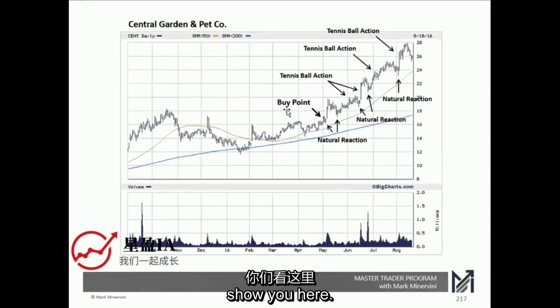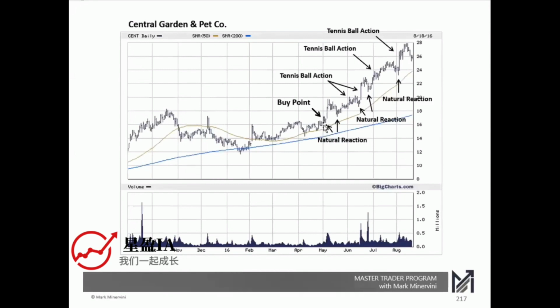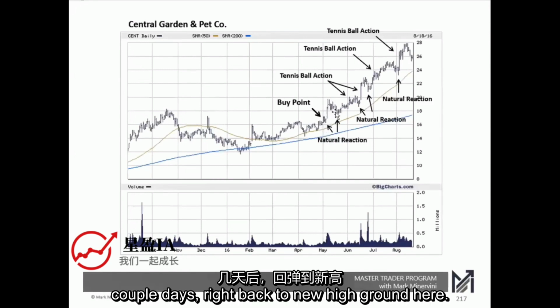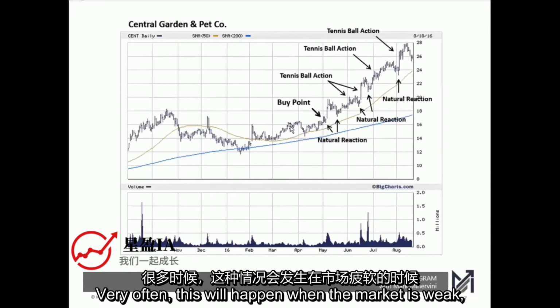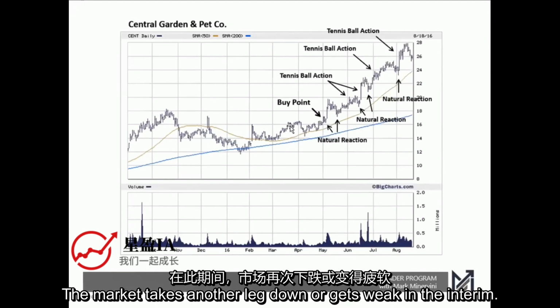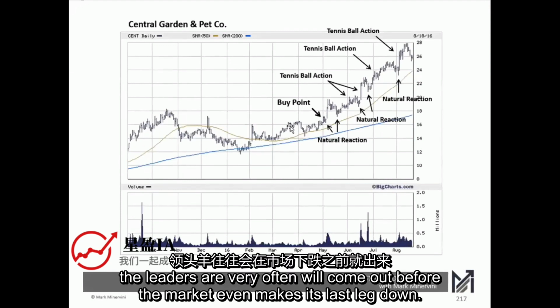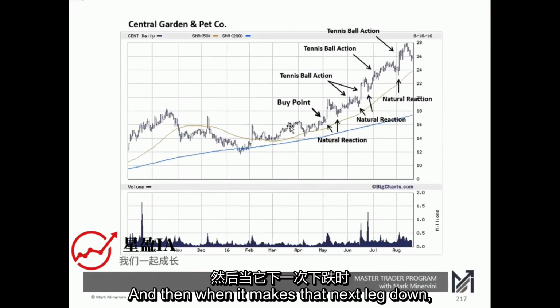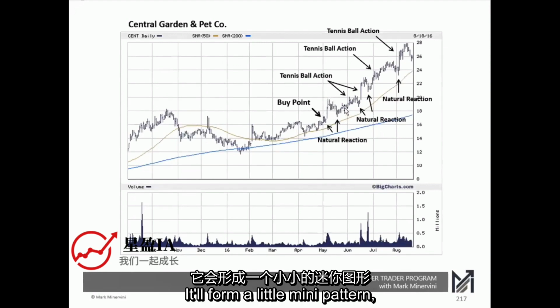I'll show you here. So here's Central Garden and Pet. So again, we break out here, a couple days, right back to new high ground here, pull back. Now, sometimes you'll form what we call a cap. Very often this will happen when the market is weak, or maybe you're in a correction and the stock breaks out, and then the market takes another leg down or gets weak in the interim. The leaders very often will come out before the market even makes its last leg down. And then when it makes that next leg down, it'll pull the stock back to the breakout, and it'll form a little mini pattern, which we call a cap.